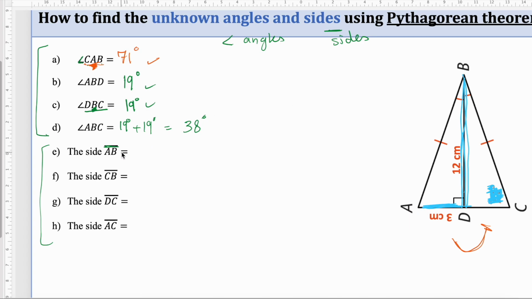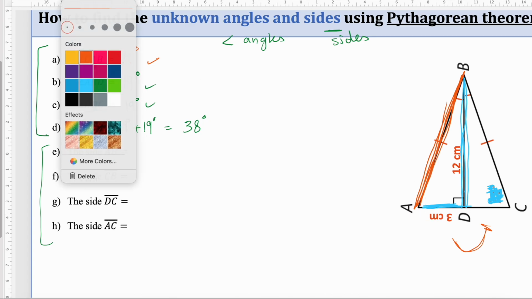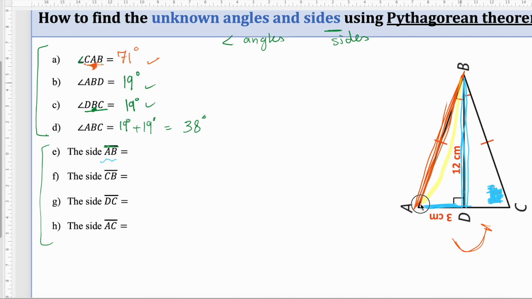Okay, they are asking about side AB. They want this side. From A to B. How can I find this? This looks like a right triangle that I can use the Pythagorean theorem with. Always, to find a missing side, if you don't have equations and there's a right angle in that triangle, you can use the Pythagorean theorem. Okay, so the Pythagorean theorem works with right-angled triangles.